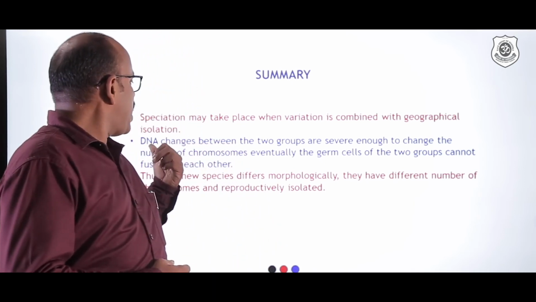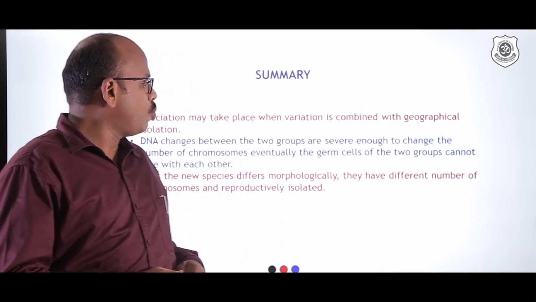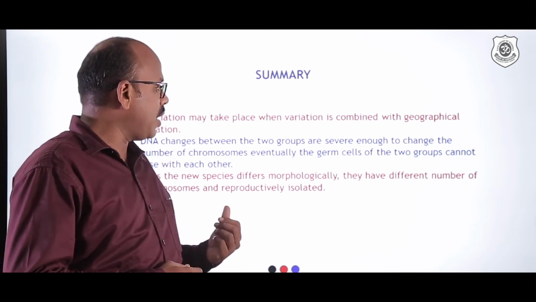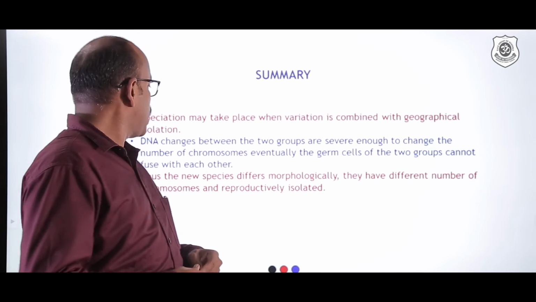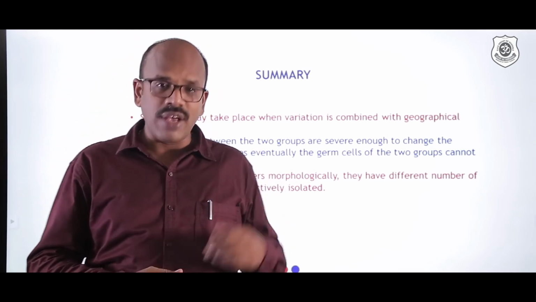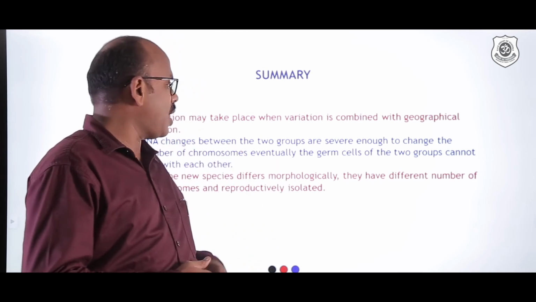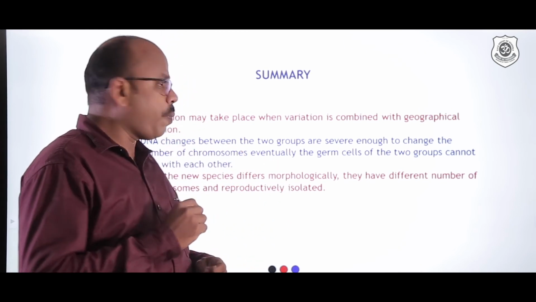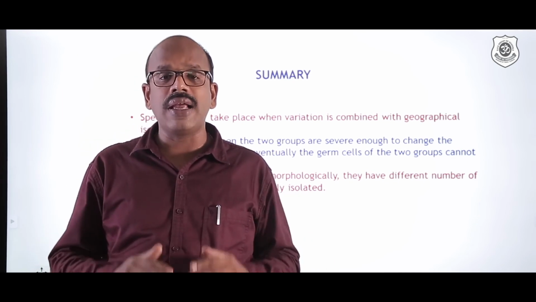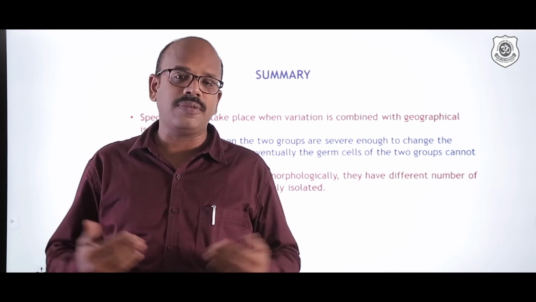Then, DNA changes between the two groups are severe enough to change the number of chromosomes. Eventually, the germ cells of the two groups cannot fuse with each other. This is also very important. We have seen this, and I have given you an example also. When two groups of organisms have different numbers of chromosomes, they become reproductively isolated.